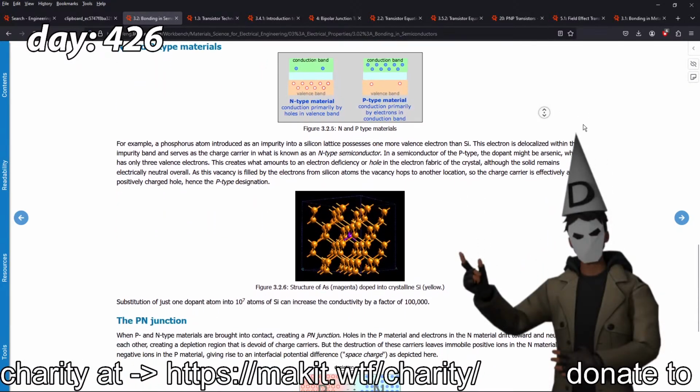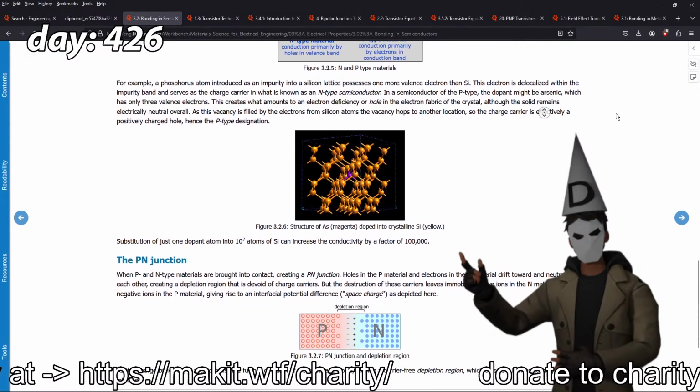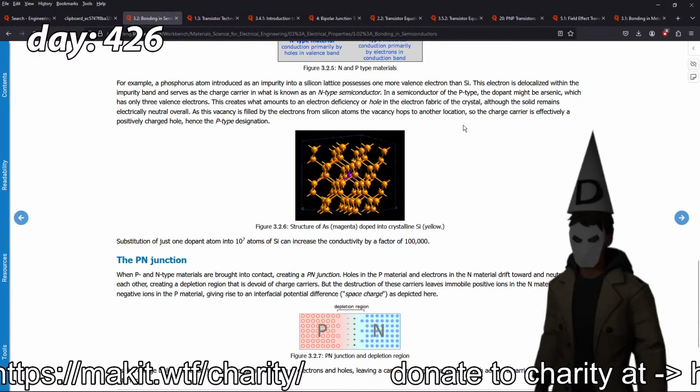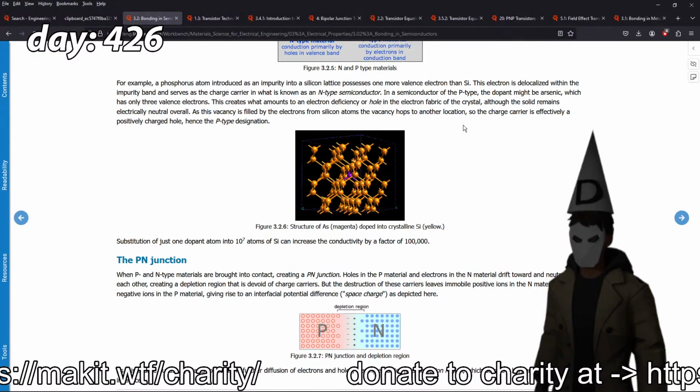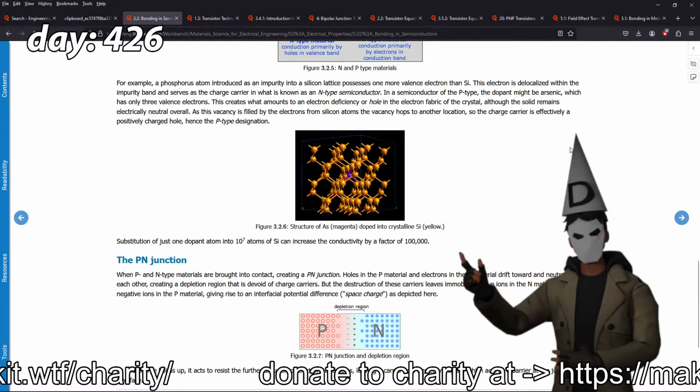A phosphorus atom is an impurity that can contribute one extra valence electron, making an N-type semiconductor. Okay. What is the practical difference between them?